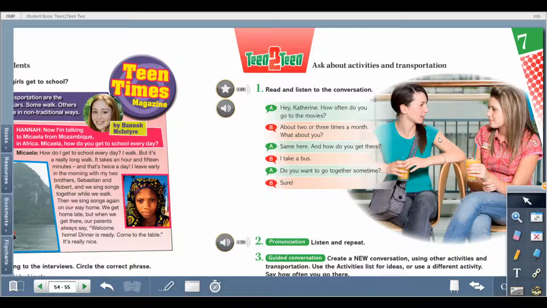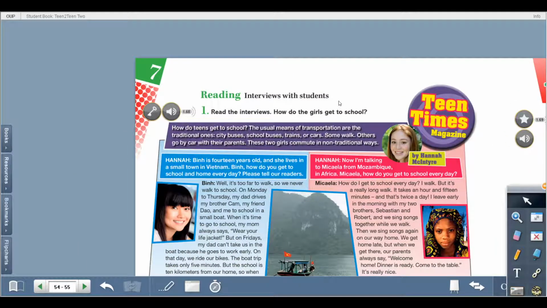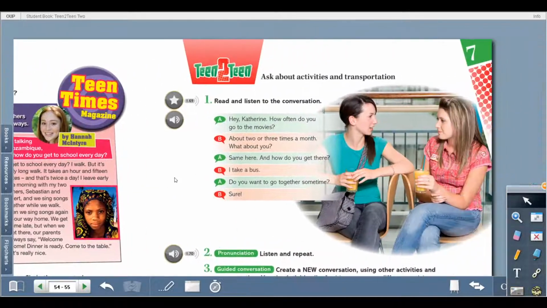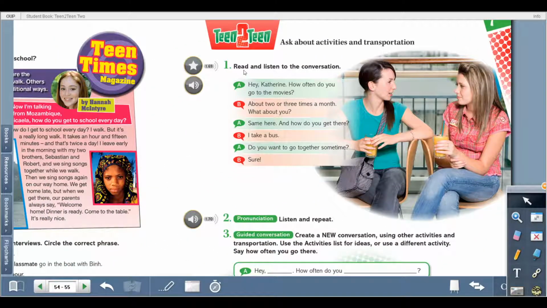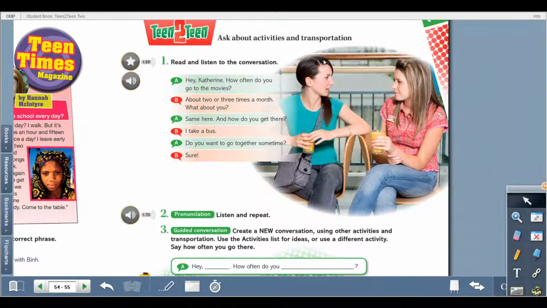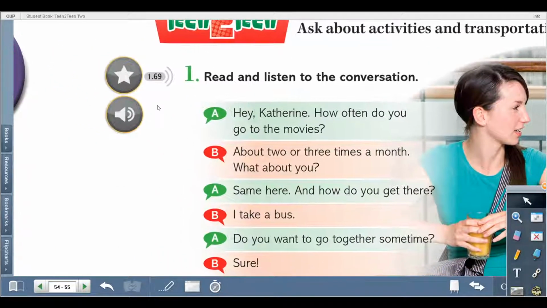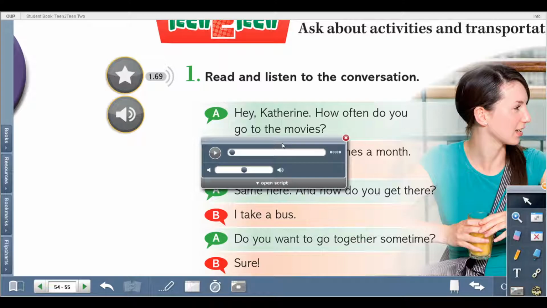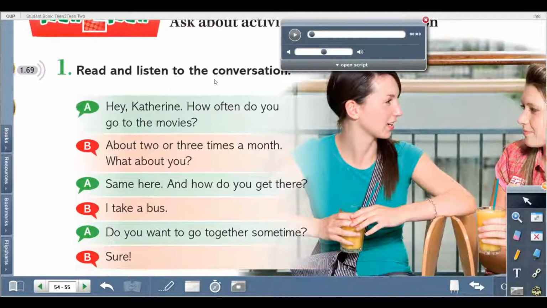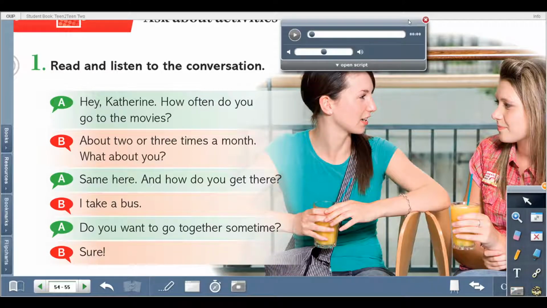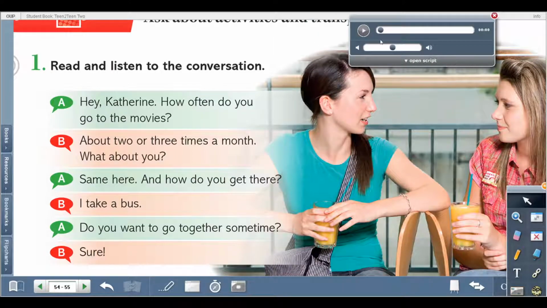We are going to learn these, okay, in this section. Read and listen to the conversation. It says, now we don't have any other extra activity. Yes, here. Yes, read and listen to the conversation. Okay. Unit 7, page 55, Teen to Teen. Exercise 1. Read and listen to the conversation.